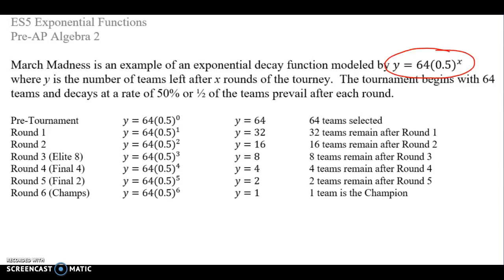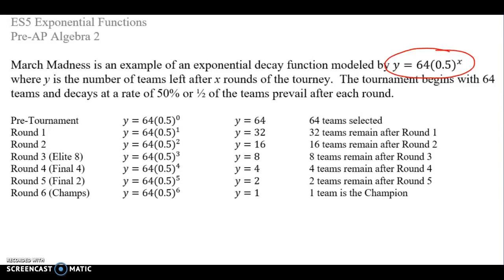It says y is the number of teams left after x rounds of the tournament. The tournament begins with 64 teams. So notice the equation. You see the 64 in front? Yes. That's the initial amount. We learned that when we did M&Ms, remember? And we did the little scatter plot, and that a value in your calculator was about how many M&Ms you started out with.